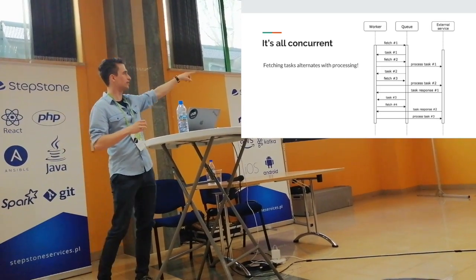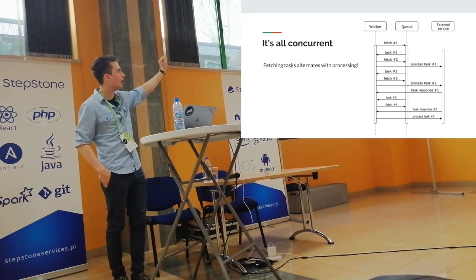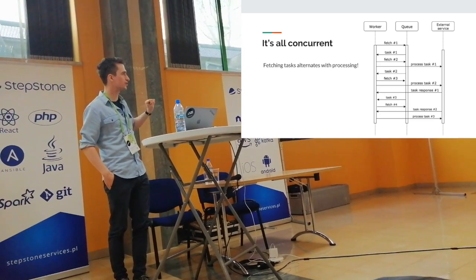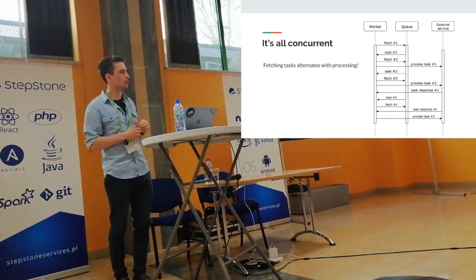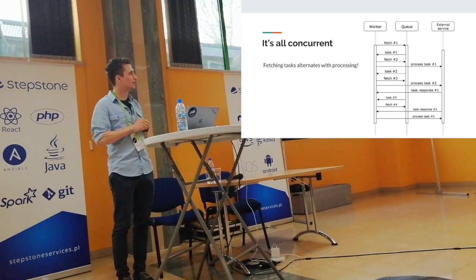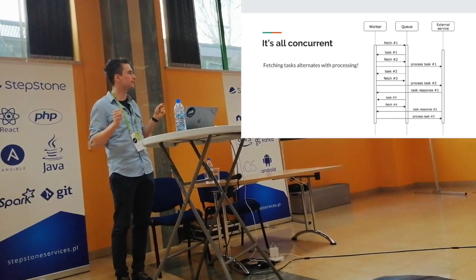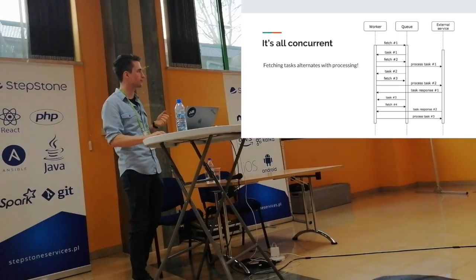And we can see this on the diagram here. If we are fetching the first task from the queue, we're getting the first task, we are again sending the request for the second task, and then we can immediately send the request to some external service for processing the first task, right?